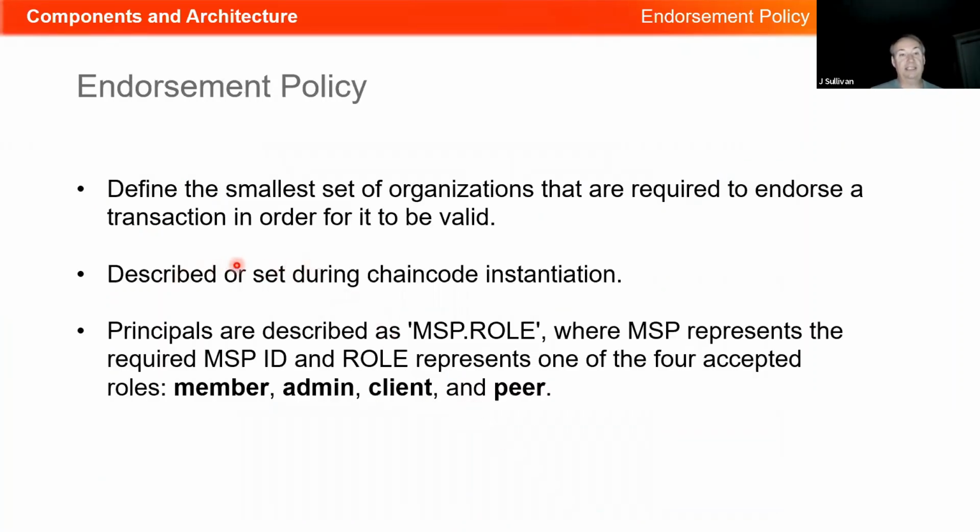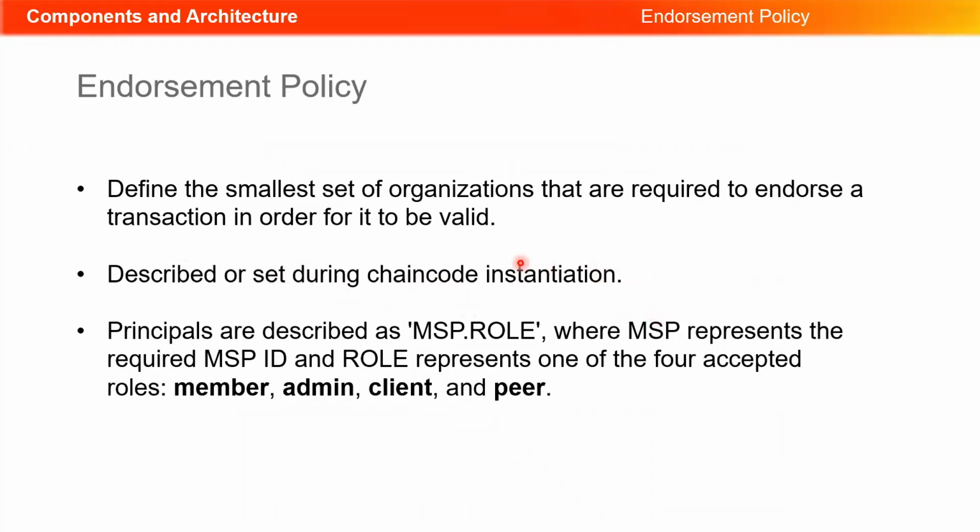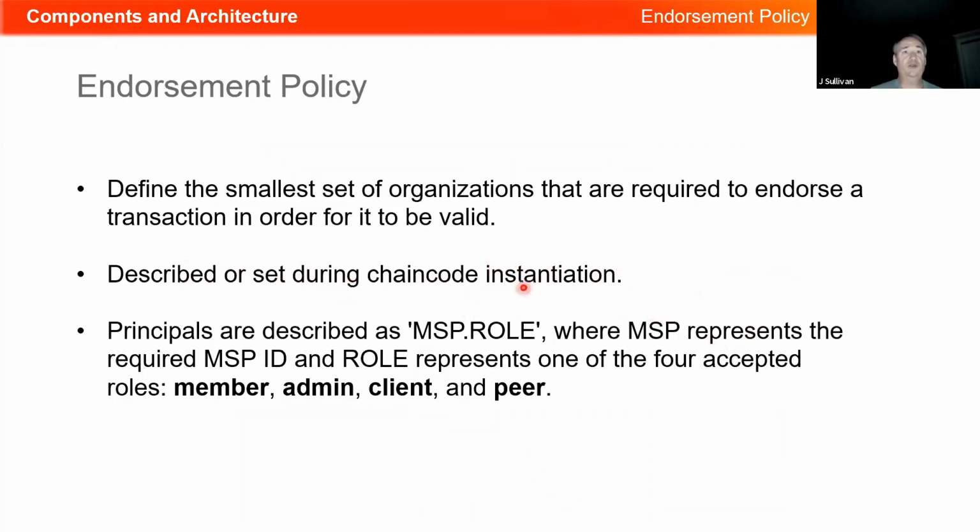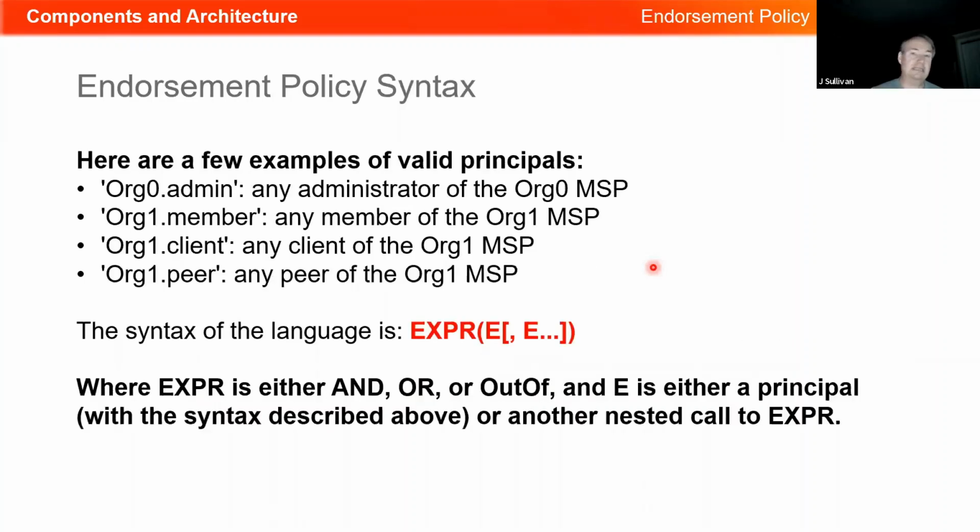And our endorsement policies, they define the smallest sets of organizations that are required to endorse a transaction in order to validate it, and they also describe sets of the chain code. So the principals that are described in the endorsement policy, we can see here: member, admin, clients, peers, and here's a little bit of the syntax for endorsements. So we can see here our administrators, our members, clients, peers, they all have a part of the endorsement or the consensus for a transaction.